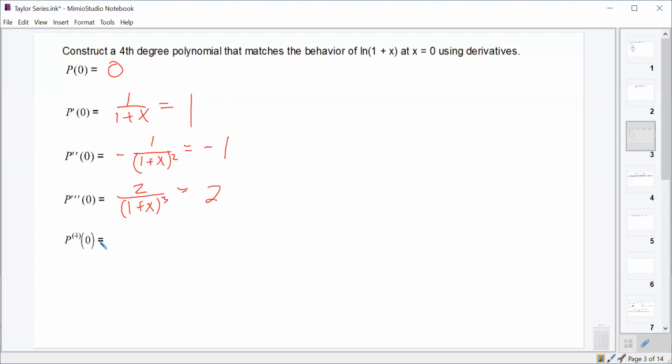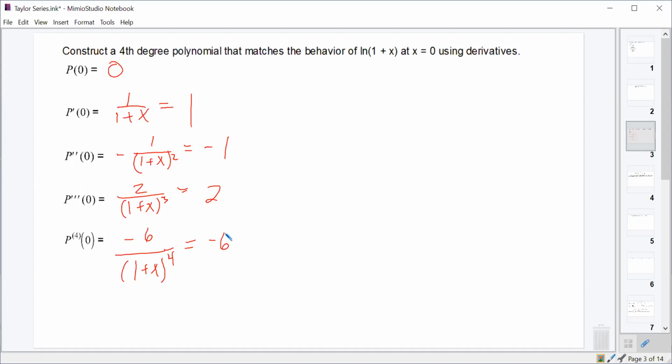And then the next one, the fourth derivative, what do we get with that one? Negative 6 over 1 plus x to the fourth. You must have put yours into an online derivative calculator. Oh, okay, your own calculator. And that should have given us negative 6. So everybody agree with that? Everybody agree with that at home? Are you guys good with that at home?